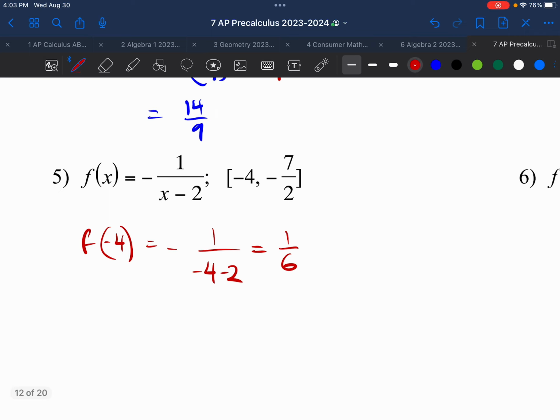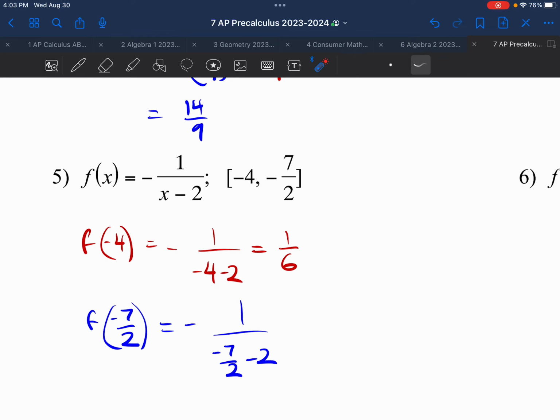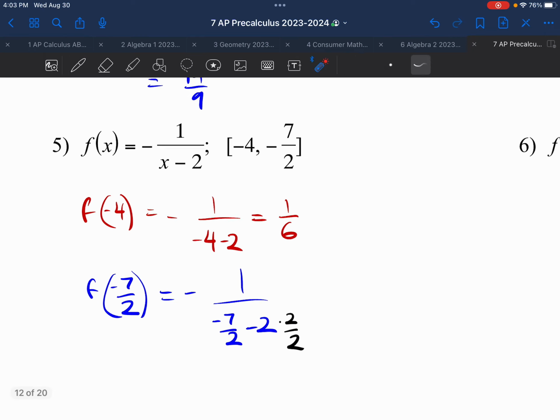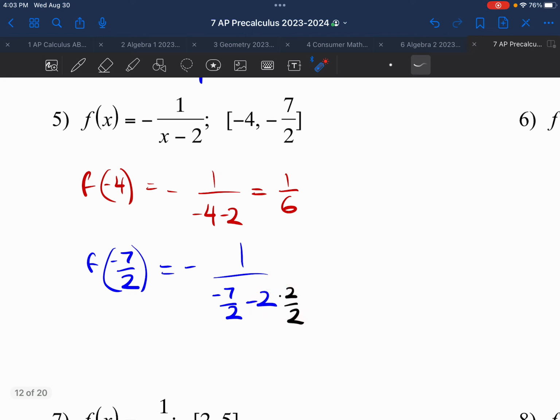What about f of -7/2? Fractions within fractions. Let's see what happens. I have a negative out front, 1 over, and I have a -7/2 down here, and then a -2. These are both going the same direction, and that isn't being divided by 2, so I'm going to multiply by 2 over 2. This is going to turn into a -4 over 2. -4 and then another -7 going in the same direction is -11.